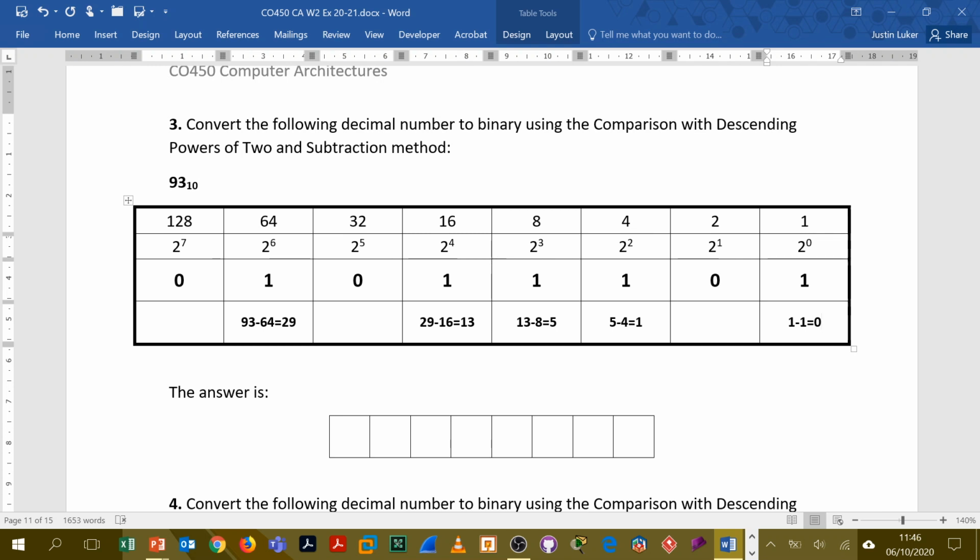So again, we could double check. So 64 plus 16, that's 80. Plus 8, 88. Plus 4, 92. Plus 1, 93. There we go. So just to be reassuring that we've got those digits around the right way. So good.